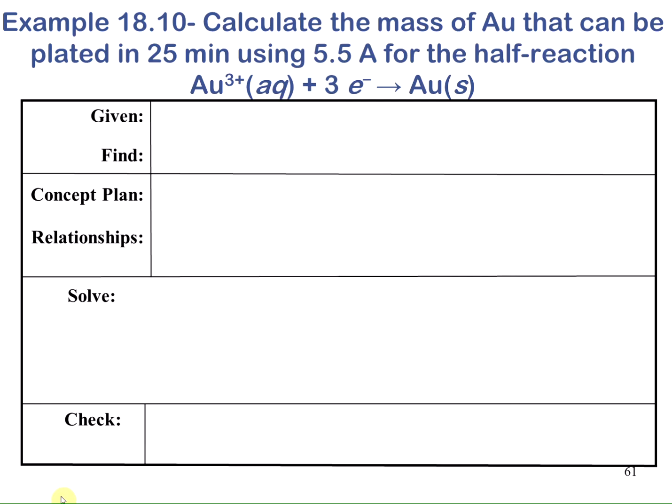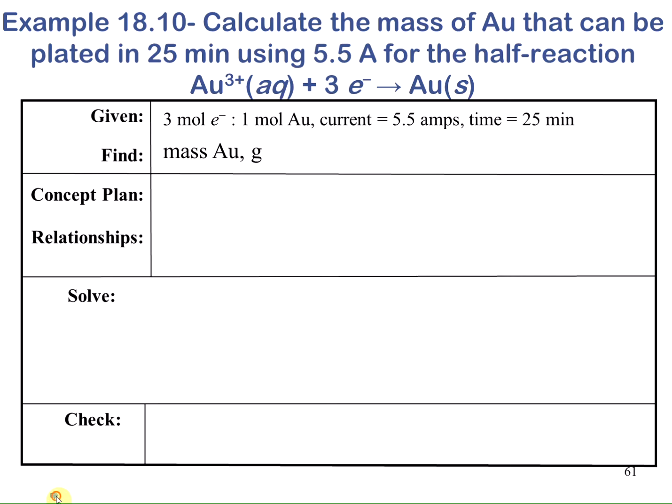So here's an example problem. Calculate the mass of gold that can be plated in 25 minutes using 5.5 amps for the half reaction where gold 3 plus gets reduced to gold metal. We know that the number of electrons transferred is 3 moles of electrons for every gold 3 plus. They gave us the current as 5.5 amps, and the time is 25 minutes. They want us to find the mass of gold that's going to be electroplated during that time period.